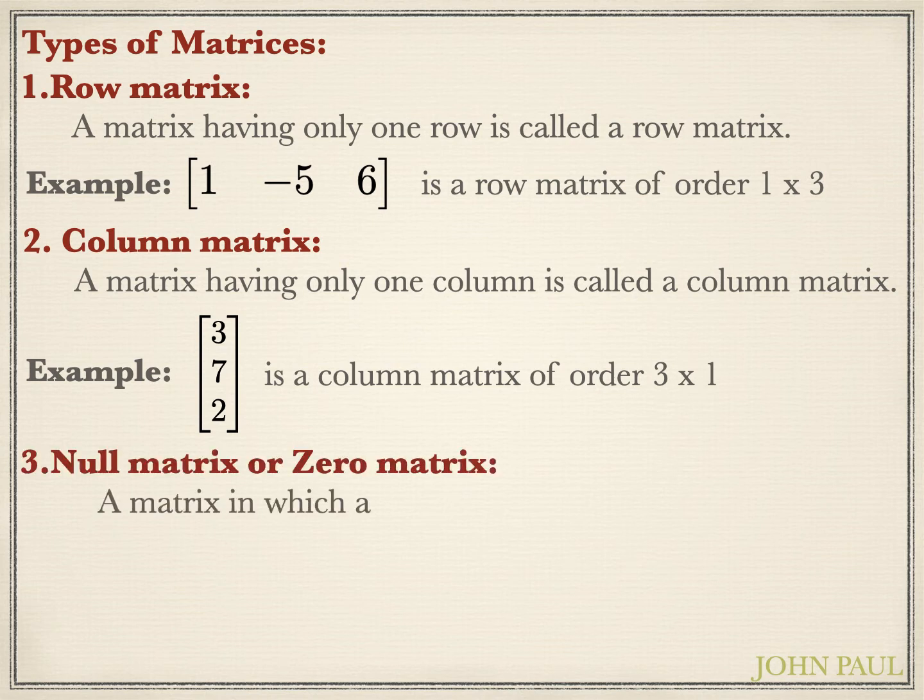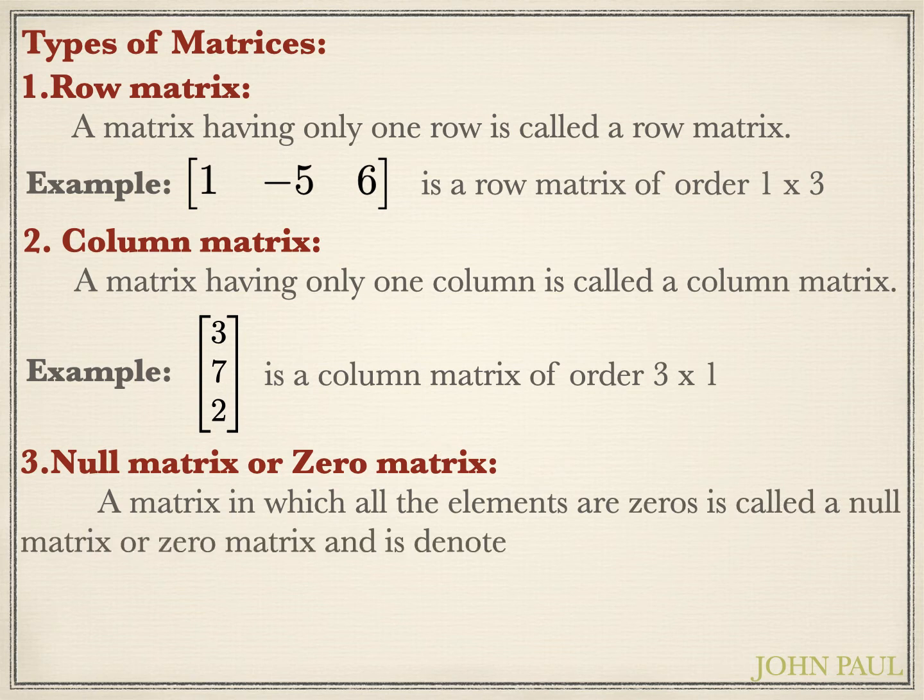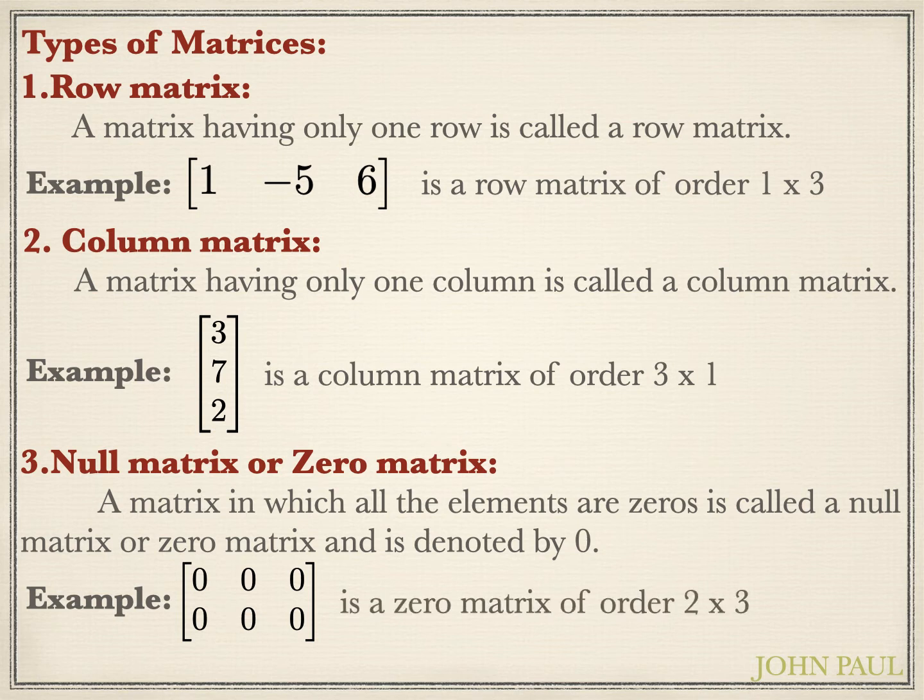Null matrix or zero matrix. A matrix in which all the elements are zeros is called a null matrix or zero matrix, and it is denoted by 0. Example: see the matrix. In this, all the values are 0. It's a zero matrix of order 2 by 3.